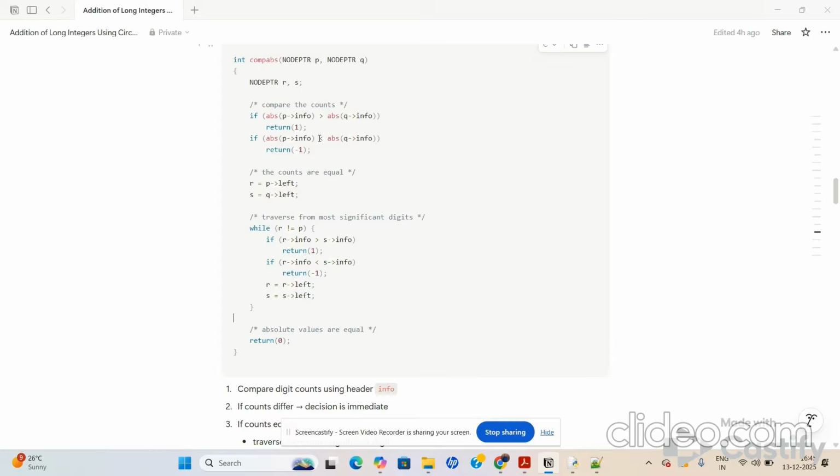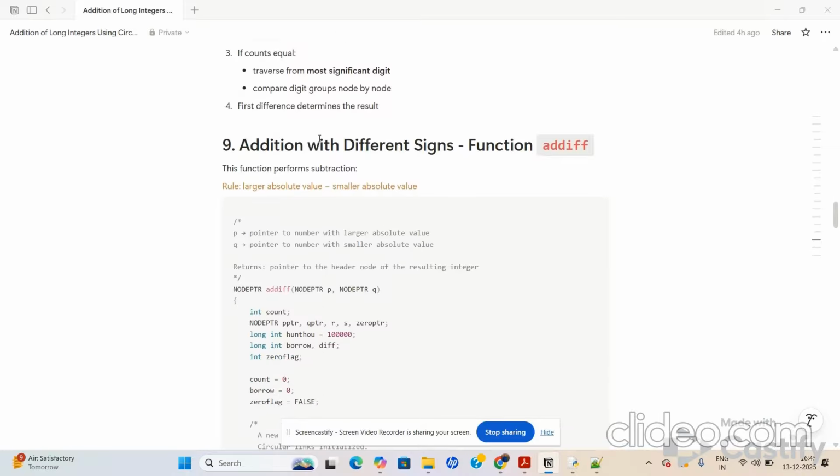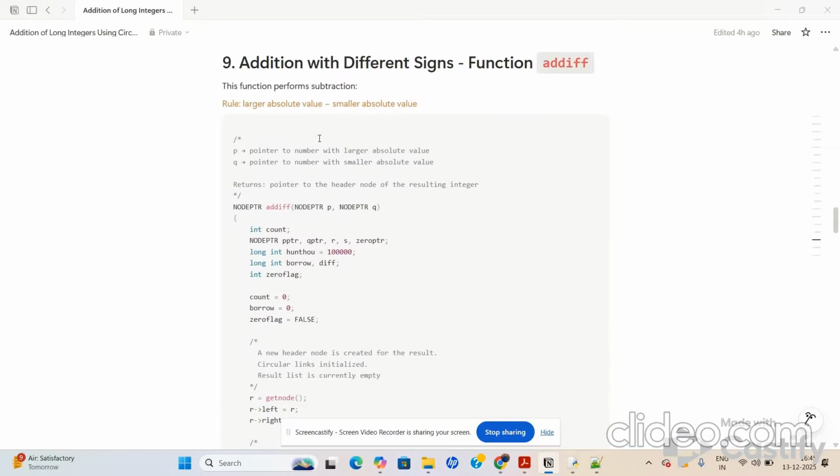So this one tells us which number is larger and which number is smaller. So this is a very important function, because after this function is called, you know which number is to be subtracted from the other number. Okay, fine. So the next point that comes is the subtraction part, correct?